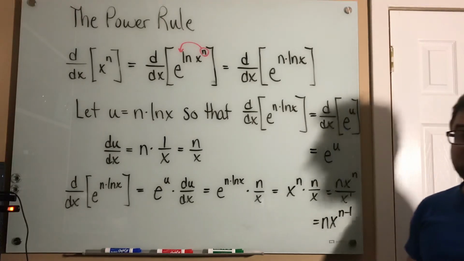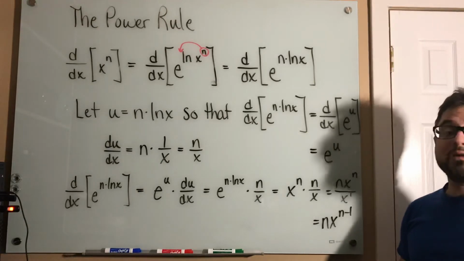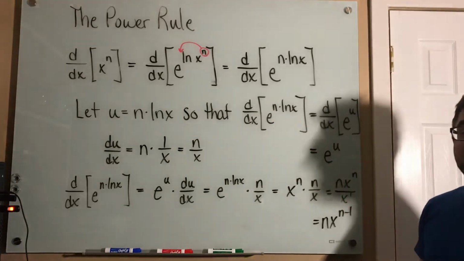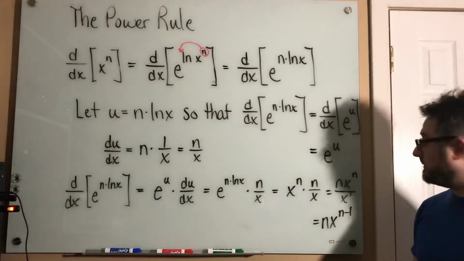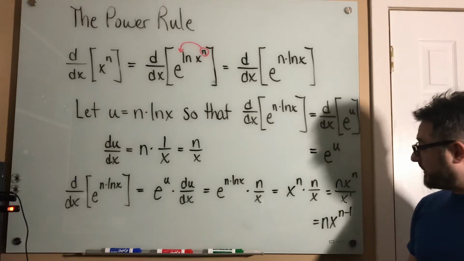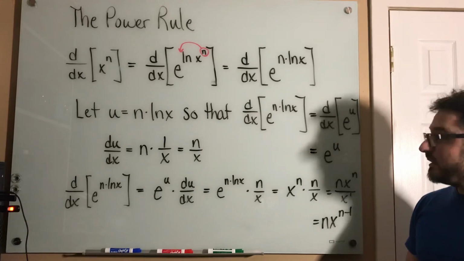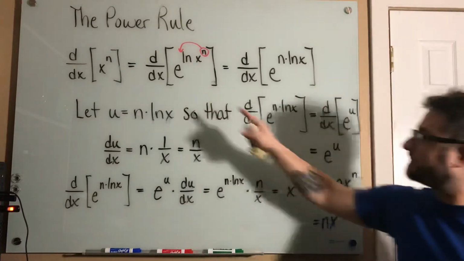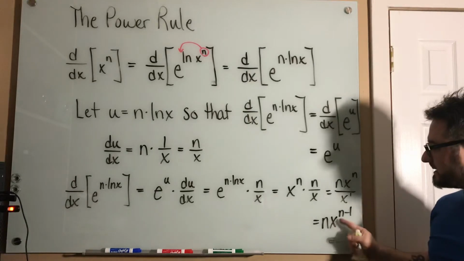Without ever actually needing to know what the value of n is, because at no point was it actually involved in any of the work that we did. Without needing to know what the value of n is, we were able to show that the derivative of x to the n is n times x to the n minus 1.